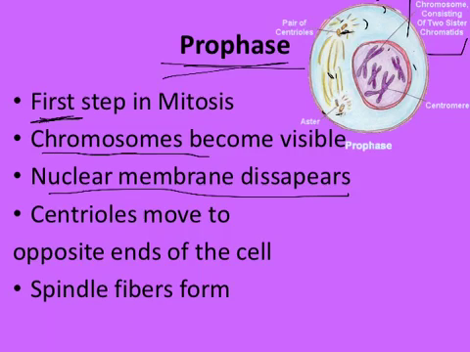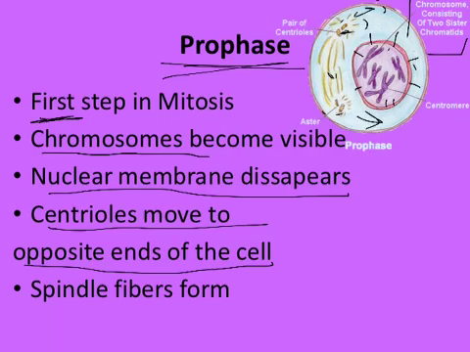What really happens is you're going to be getting breaks in the nuclear membrane so that it can start to dissolve. Your centrioles are moving to opposite ends of the cell. Like I said, one's coming here, one's going to be coming up here. And then the spindle fibers form, and those are your asters, and then these lines here.